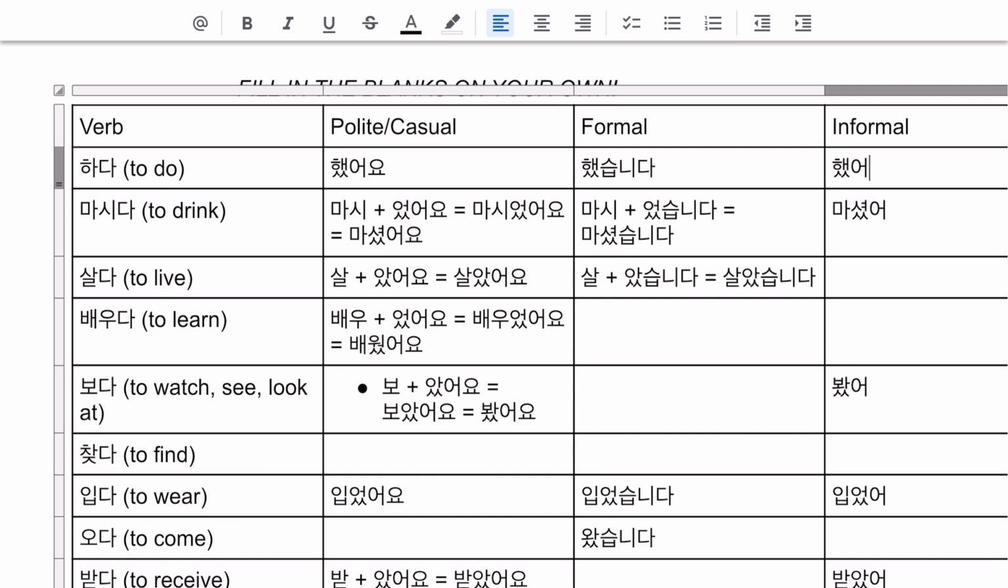어요. Now, like I was saying before, we have two vowels right next to each other. So this time we need to condense it once again. So we have 마셨습니다. So it becomes 마셨어요.